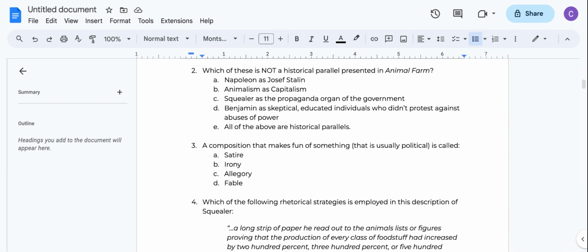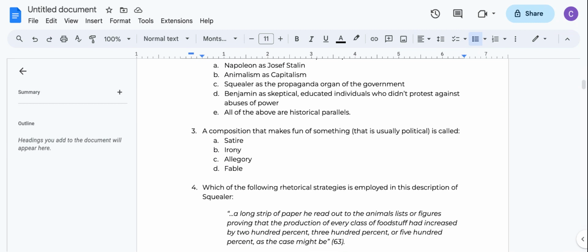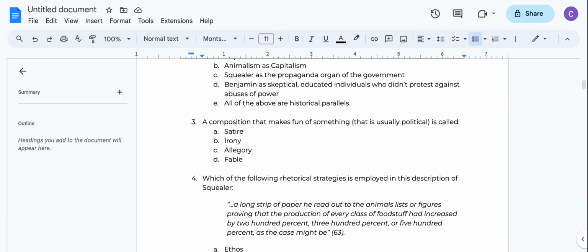2. Which of these is not a historical parallel presented in Animal Farm? A. Napoleon as Joseph Stalin. B. Animalism as capitalism. C. Squealer as the propaganda organ or part of the government. D. Benjamin as skeptical, educated individuals who didn't protest against the abuses of power. E. All of the above are historical parallels.